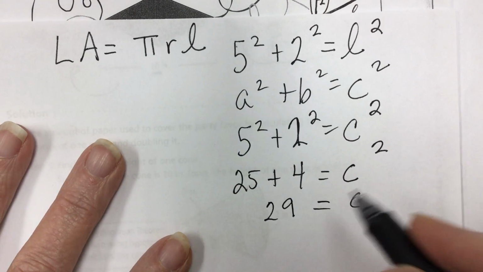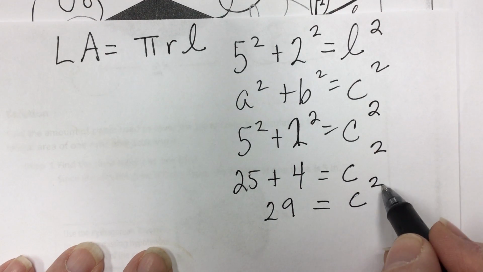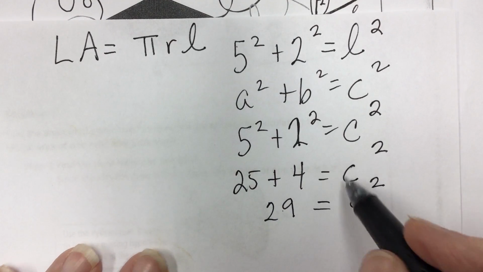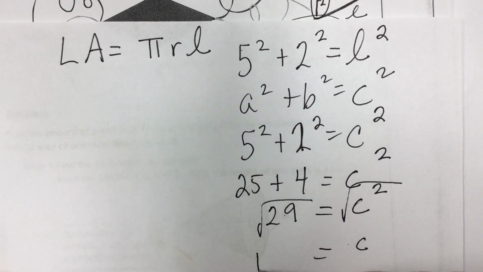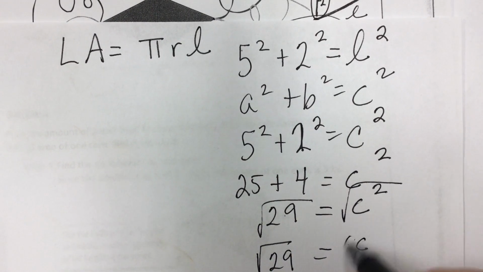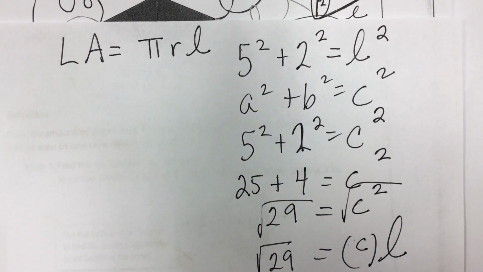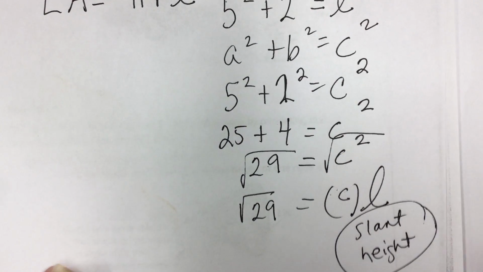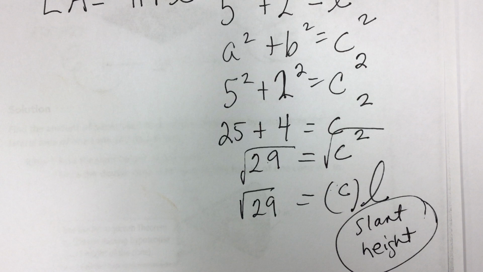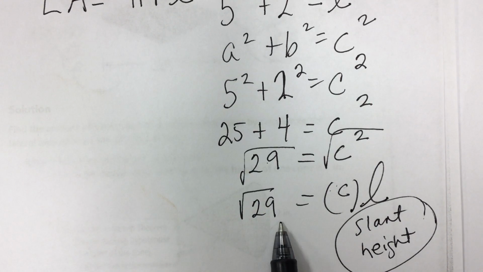To go from C squared to C, I'll need to take the square root of both sides. C is equal to the square root of 29. So C, which is really your L, is your slant height. It is the C of the Pythagorean theorem, which is the hypotenuse, but that is our slant height, L, of our cone. So the slant height of the cone is the square root of 29.